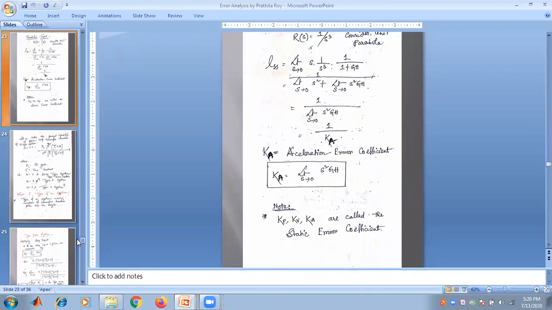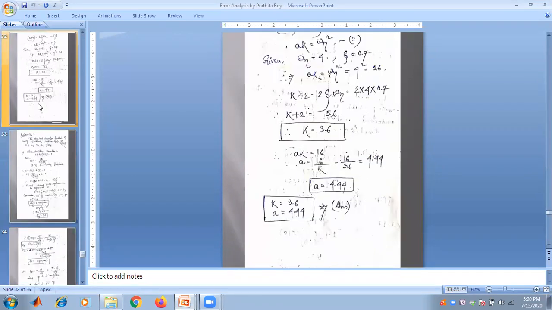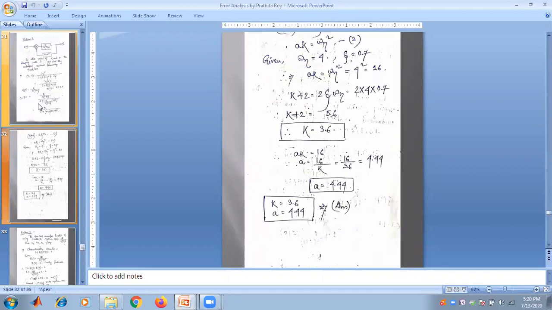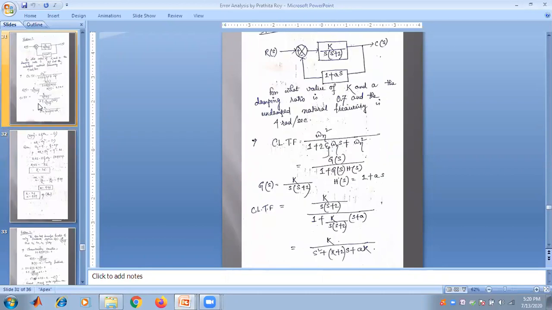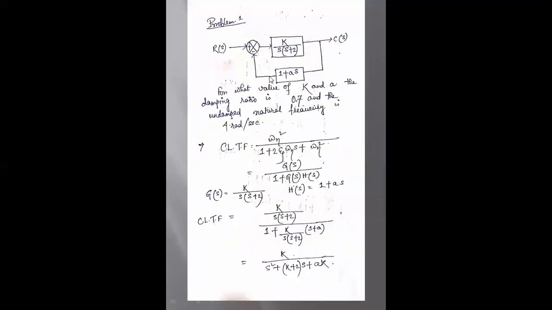We have learned about the different types of systems, and the time specifications, that is the peak time and rise time values. So let us take a problem.